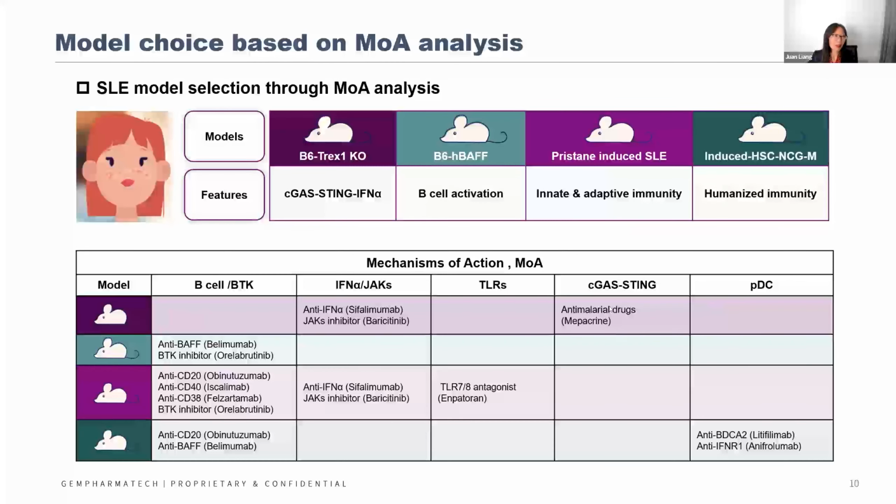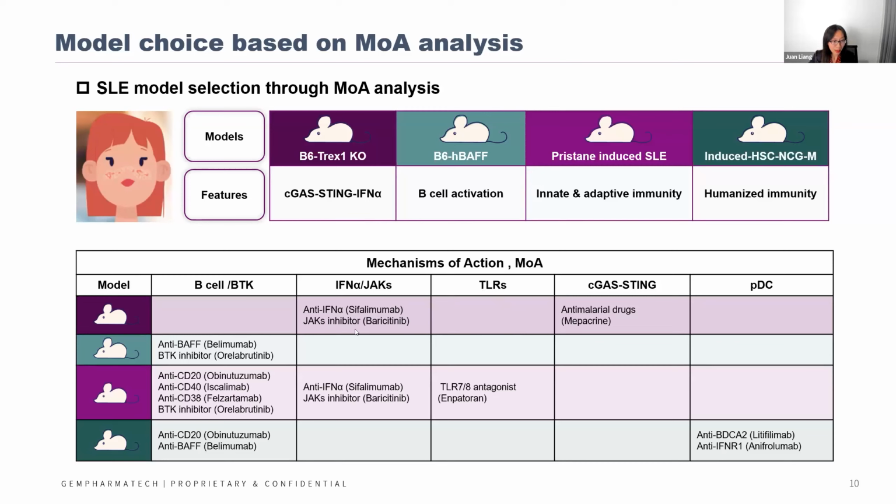So here are the SLE mouse models we have generated at GemPharmatech. So far, we have generated 4 different SLE models. Each model has a distinct mechanism to develop SLE. With analysis of the drug's mechanism of action, we could match the drug with the suitable animal model with the compatible genetic mechanism to facilitate the drug efficacy study.